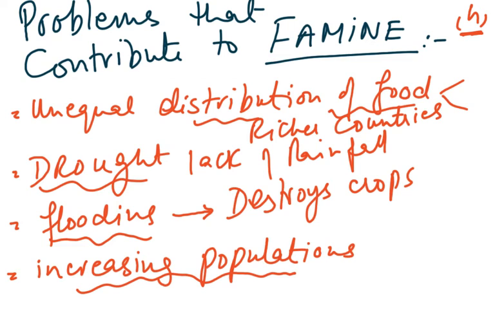Now, all these factors are contributing to famine. Famine means no food available, so people are dying of hunger and starvation. So these are the problems that contribute to famine. This is the H part of the syllabus. Unequal distribution of food, drought, flooding, and increasing populations.